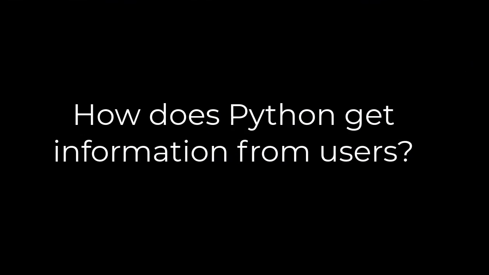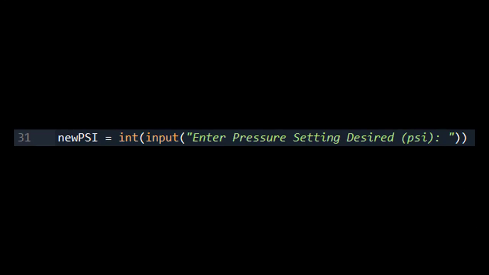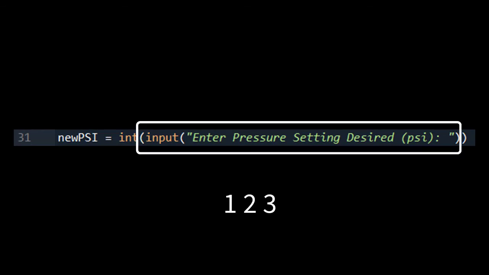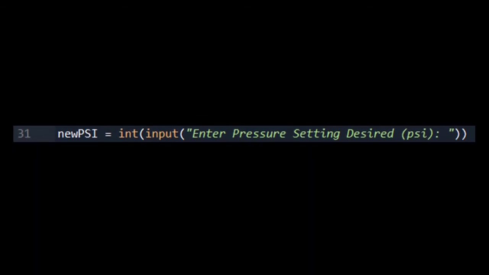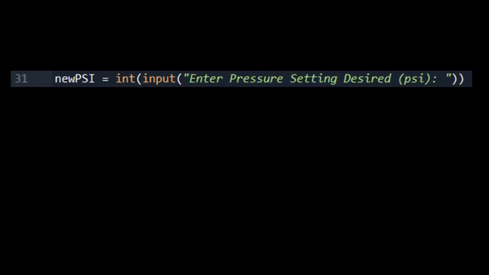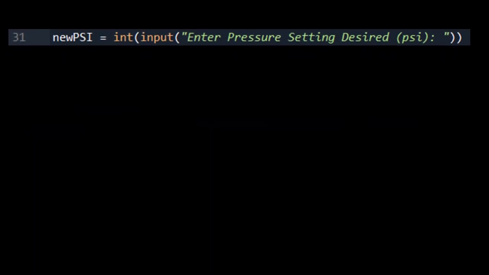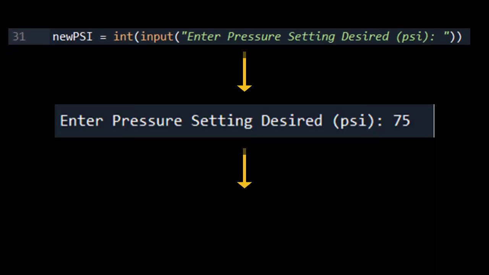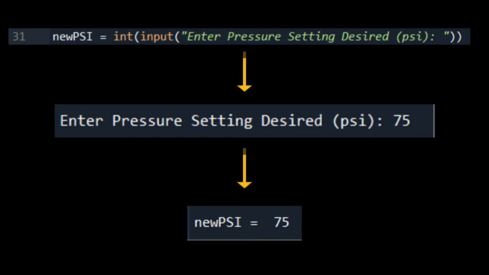How does Python get information from users? Some programs need input from the user. Python uses the input function to accomplish this goal. A user may enter almost any type of value like 123, dog, or PSI in our example. Once the user enters data, it can then be stored in a variable. In our example, we ask the user to enter a value for PSI, pounds per square inch, and then we save that value in the variable new PSI.